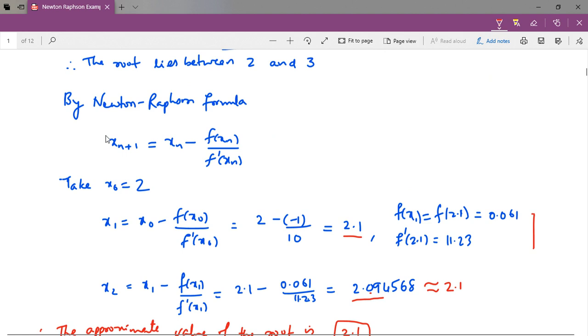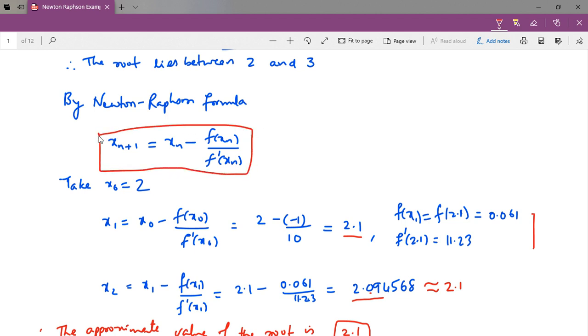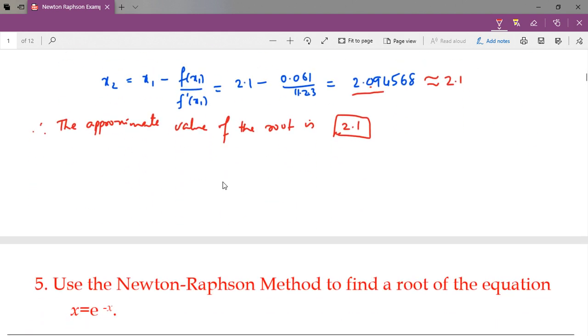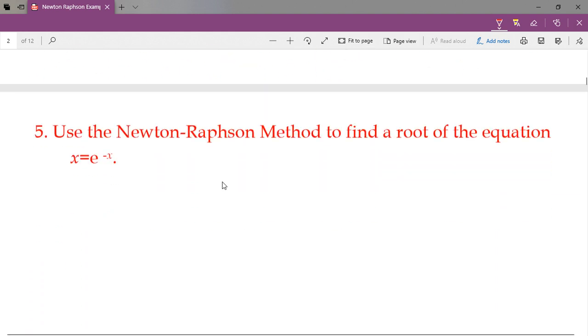Always, in any problem, you have to write the formula. What is the Newton-Raphson formula? This formula can be asked for 2 marks, sometimes it may be asked for 2 marks or it may be asked for 1 mark. So when a 5 marks question is asked, this formula will carry 1 mark in the solution. Okay, so now let us move to the next question.